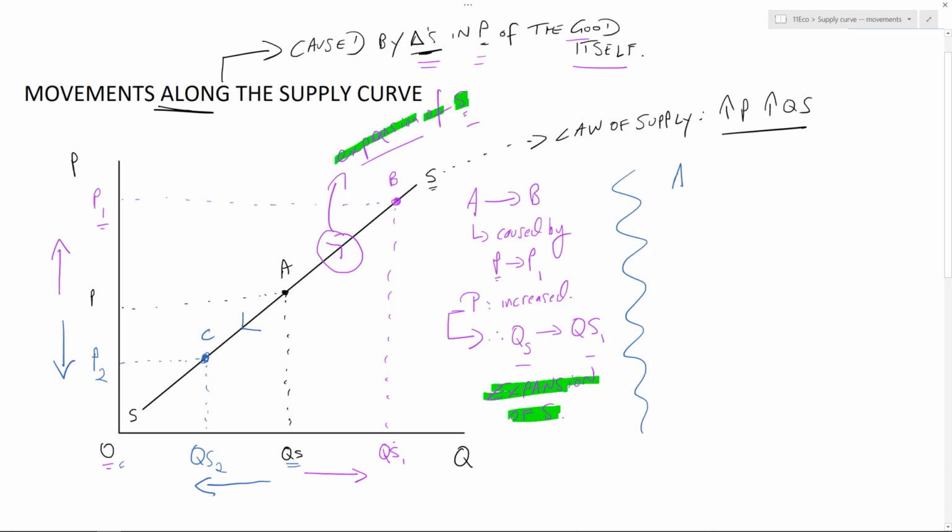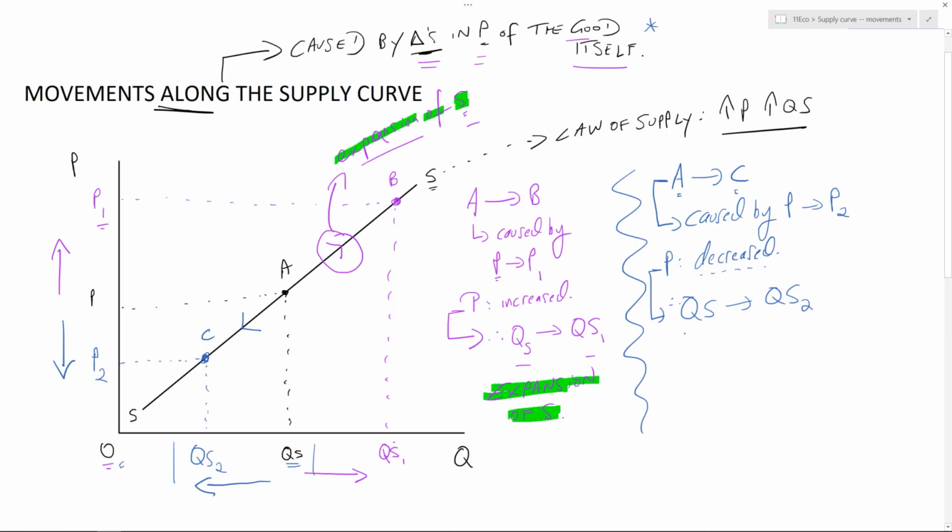So now on this side, we're going from A to C. If we follow the same pattern, this is caused by P to P2. This is caused by the fall in price of the good itself, remember. So then we can say that P has decreased. And then, furthermore, we go from QS, let's keep it consistent, QS to QS2, which is demonstrated in this part of the graph. Now, this is not a decrease in supply because remember, we're looking at the price of the good itself. So this is a contraction of supply, that supply becomes smaller.